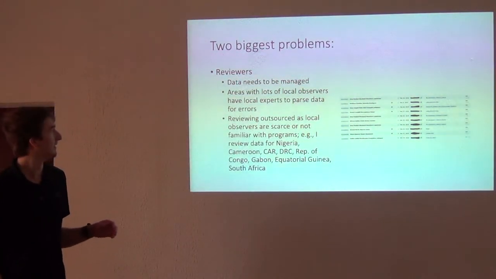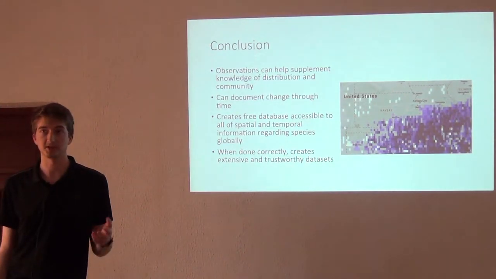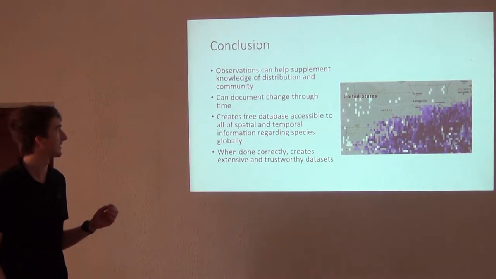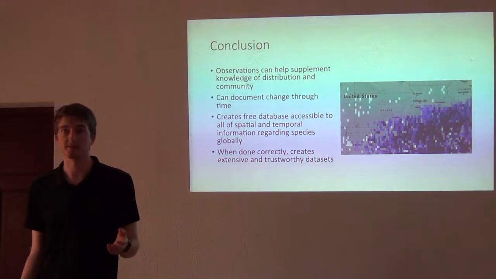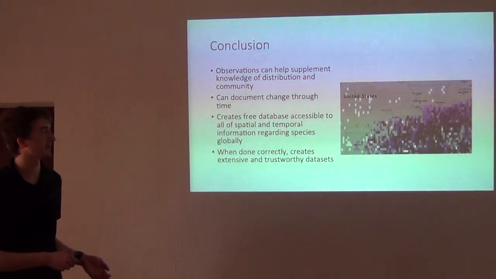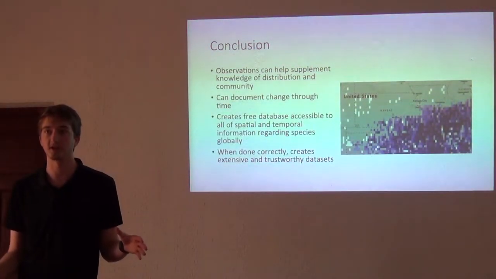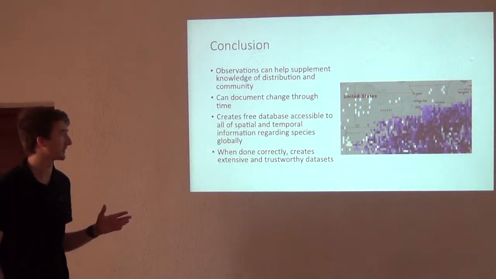So in conclusion, observations can help supplement the knowledge of distribution and community structure in a lot of these different areas. And you can document the change through time really well. So this is a distribution of a species of bird in the United States. You can see from all the distributional records that you can really clearly tell where the limits of the distribution are from all of these different observational records.